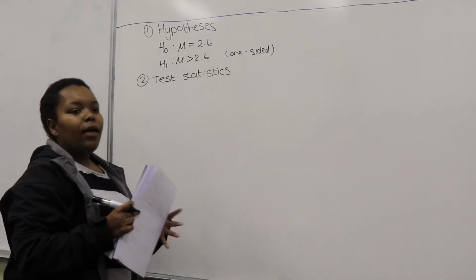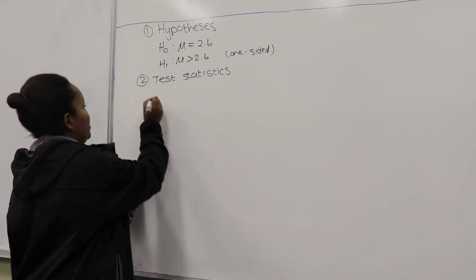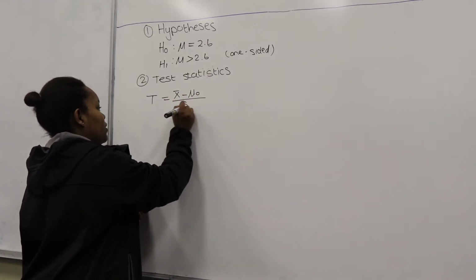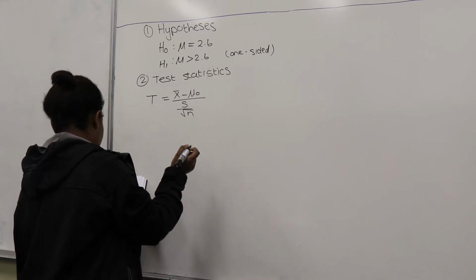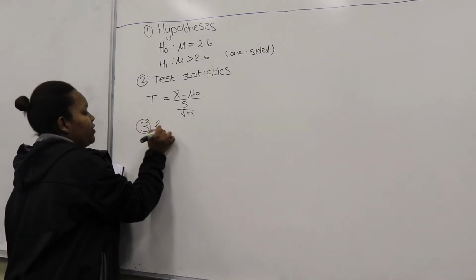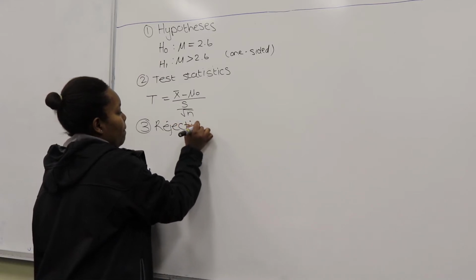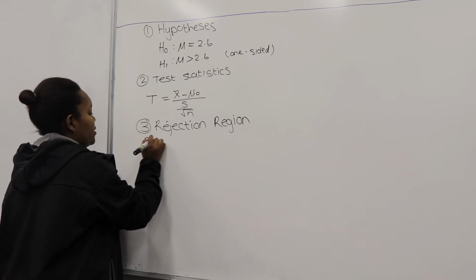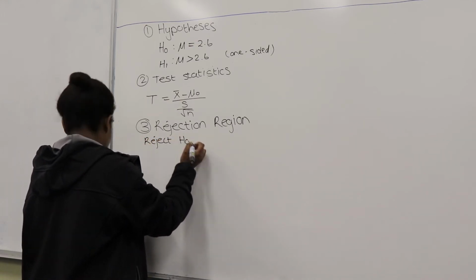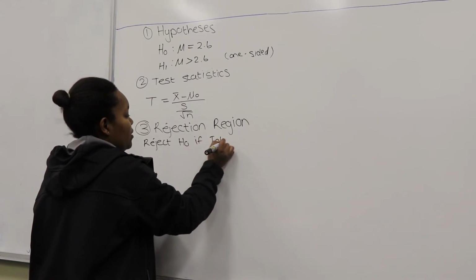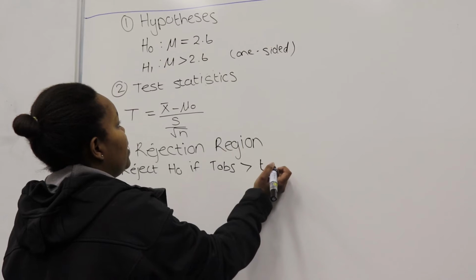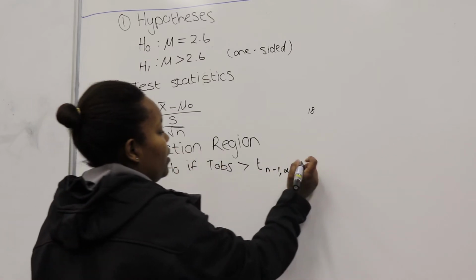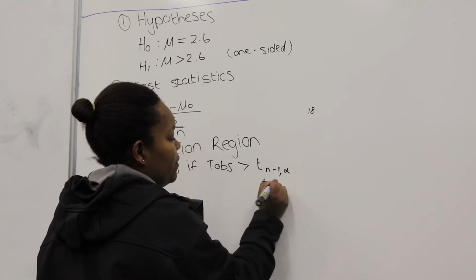Okay, so because we're dealing with a sample here, not a population, we're going to use the T distribution. Then our third step is the rejection region. So here we're going to say that we're going to reject H0 if T observed is greater than T. They gave us our sample to be 18, so here it's n minus 1 and alpha. So that will be T with 18 minus 1, which is 17, and alpha 0.025.